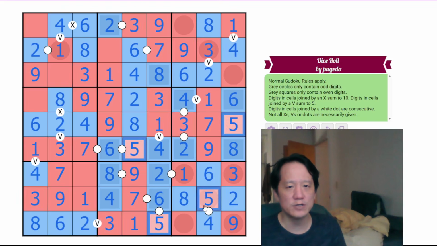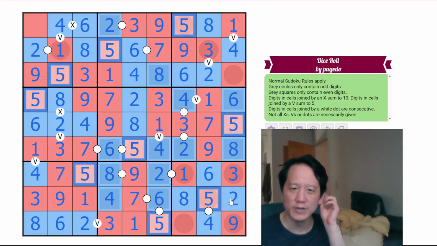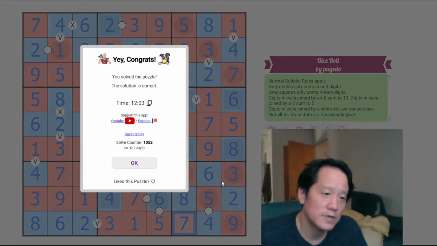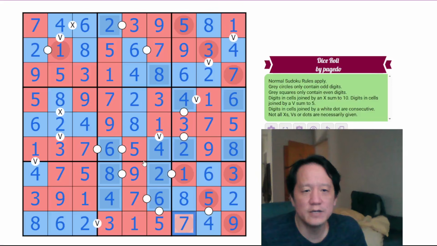We have all the 3s. Now 5, we have very limited spaces. 5 has to be there, there, and there, and there, and there. And that should be all 9 5s. 7s can go in the remaining spaces. And that's how you solve this.